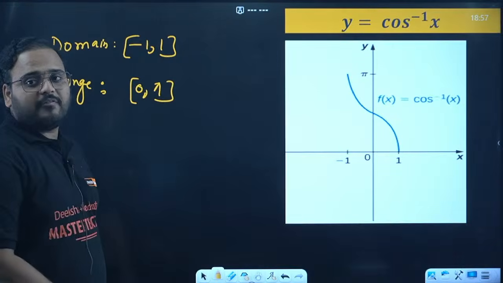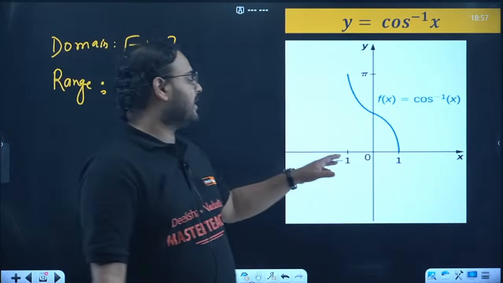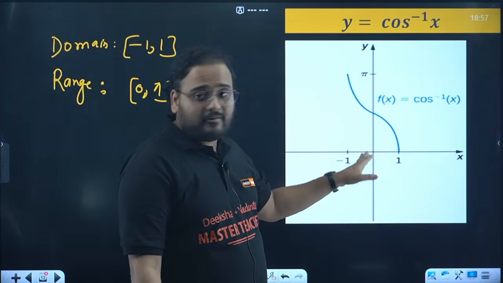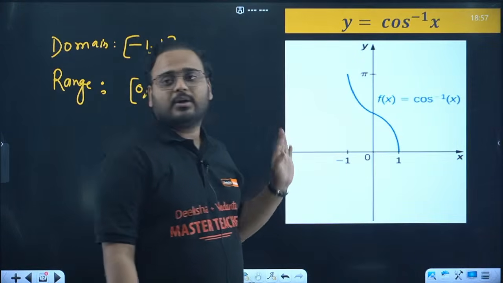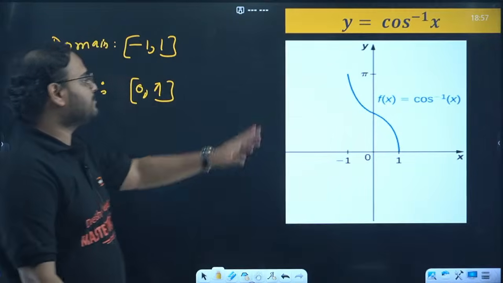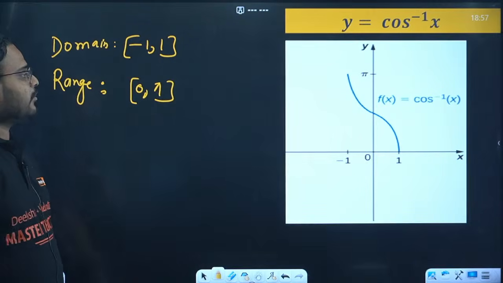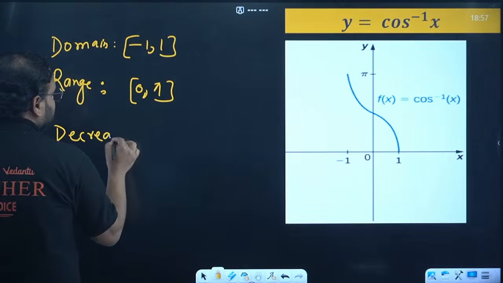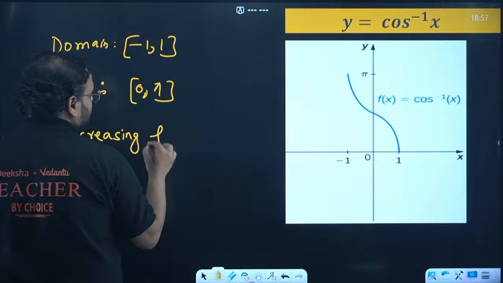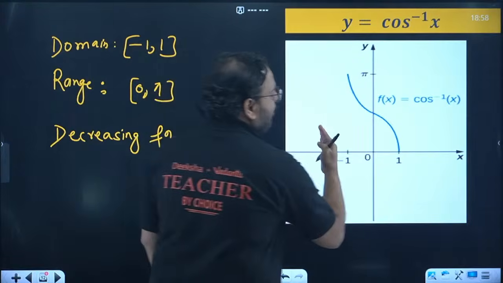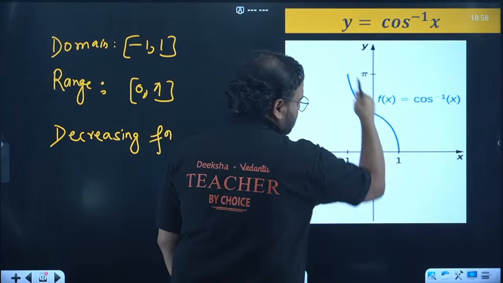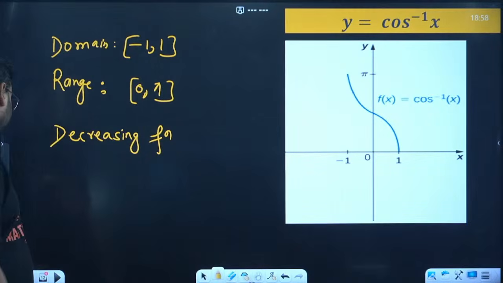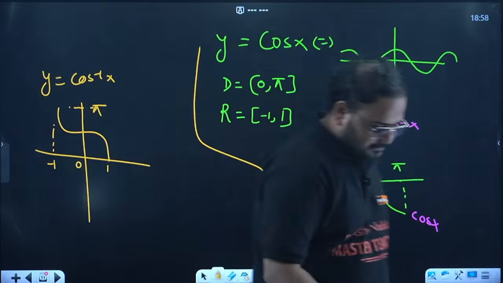Is it an odd function or even function? Not possible, because for an even function it should be symmetric about the y-axis, which is not there, and for an odd function symmetric about the origin, which is not there. So neither odd nor even. Maximum value is pi, minimum value is 0. And what about the function? It is decreasing in nature. How come, sir? If I move along the x-axis from left to right, the function drops. See, the value of y keeps coming down. So I hope there's no doubt about this.